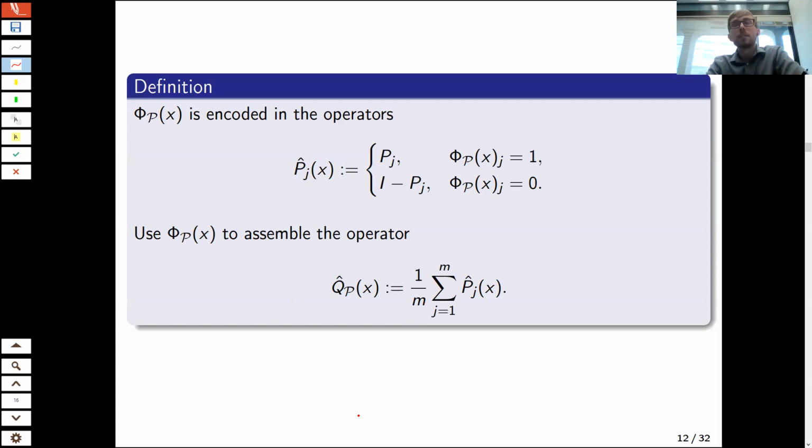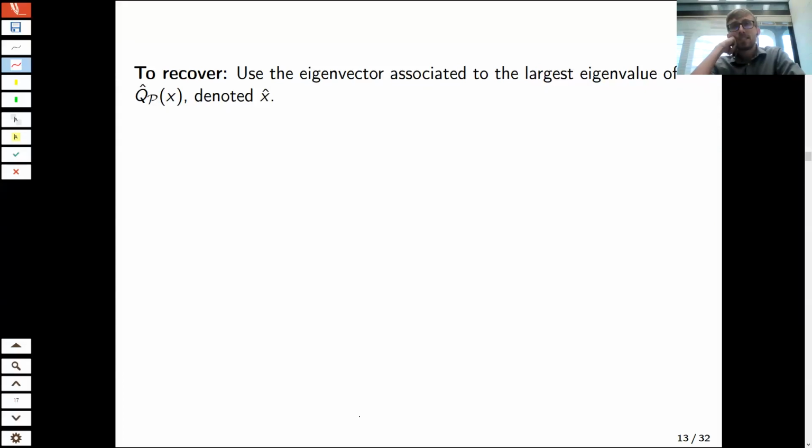So we're going to use this operator to estimate the x that we measured. We let x hat be the eigenvector associated to the largest eigenvalue of Q hat. This is where the name principal eigenspace programming comes from, because to recover, we need to find the principal eigenspace of Q hat. Then our estimate for an element in the class of x is going to be x hat, which is just any unit vector in that principal eigenspace.